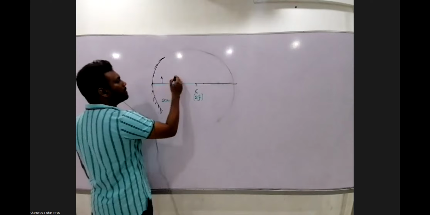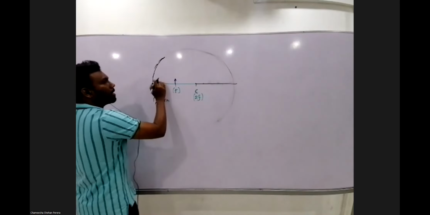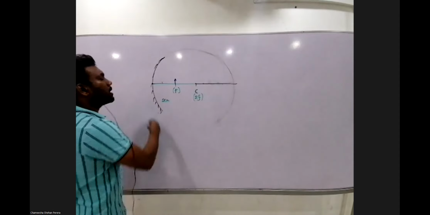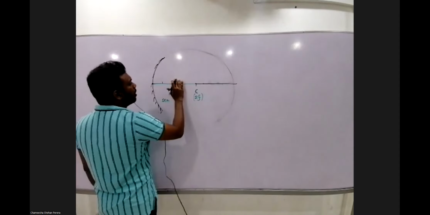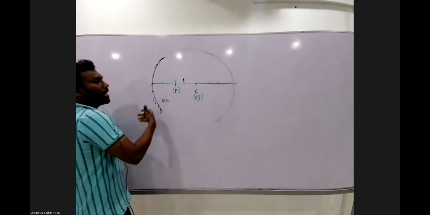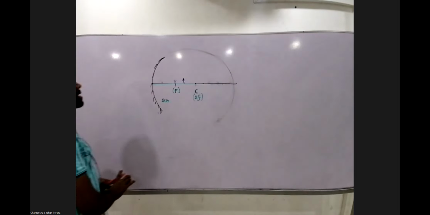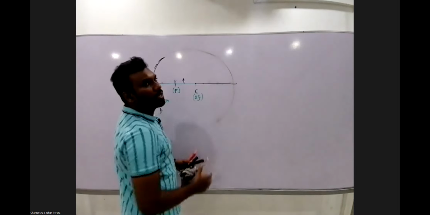Then we take this object onto F, and then again we draw the ray diagram for the reflection of this light from a concave mirror, and then we see how the image is formed. Then we move the object further back. And we see again, we consider how the light rays will reach the concave mirror and get reflected and form the image, and we consider the features also.